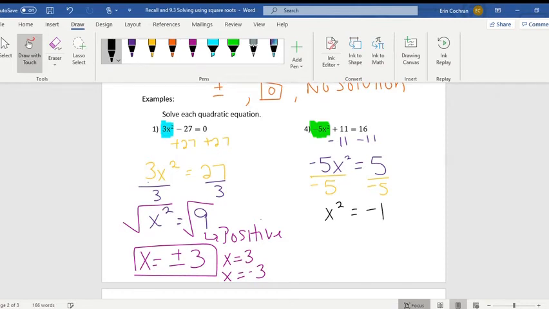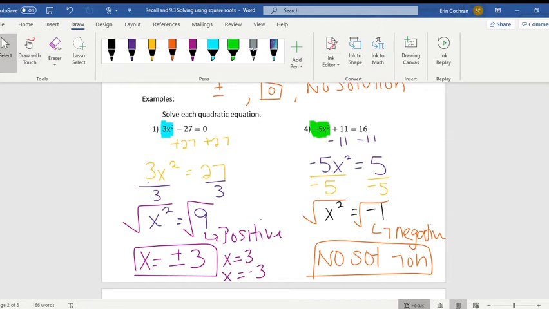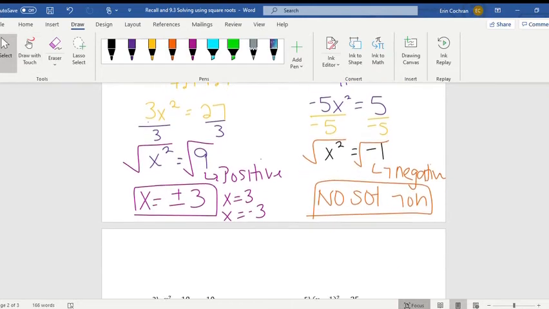Now, to get rid of a square, I'm going to square root both sides. Now, because this is negative, can I take the square root of a negative number? No. So we actually have no solution in this problem. Moving on.